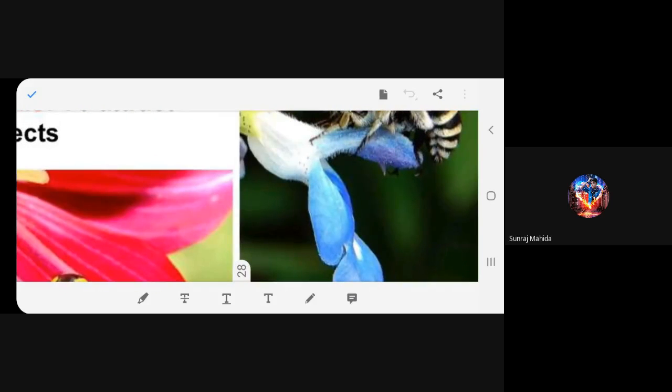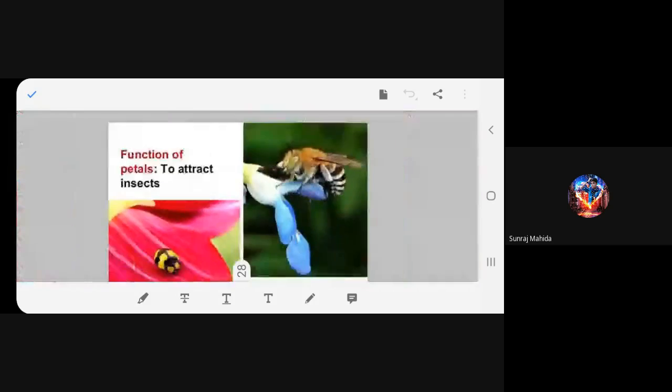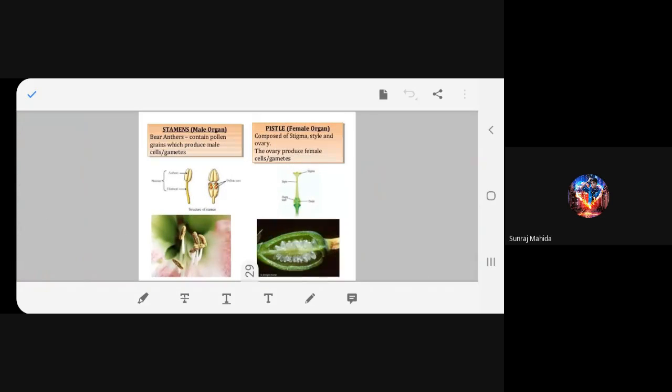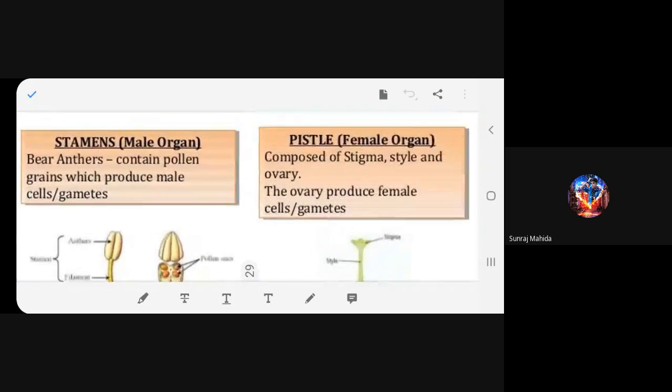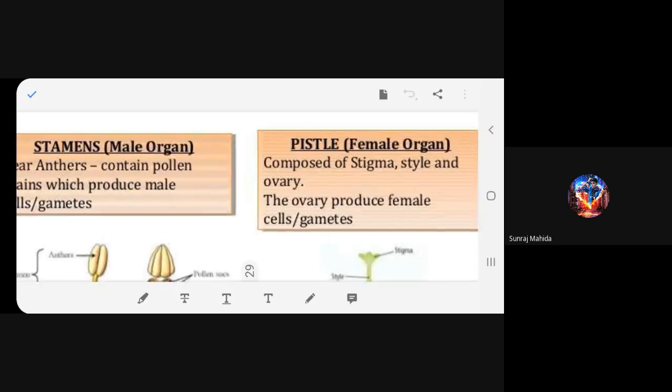And when insects get attracted, obviously they are pollinating the flowers. And when the flowers are pollinated, then fertilization takes place. When fertilization takes place, then the fruits are formed. And when the fruits are formed, the seeds are formed. And when seeds are formed, a new baby plant develops. You understand? Do you understand, beta? How the things are related?